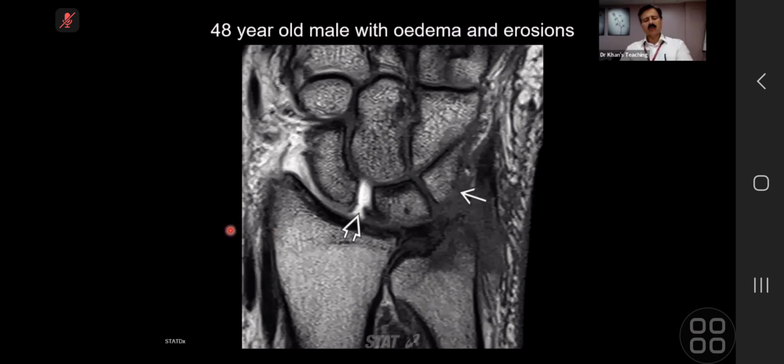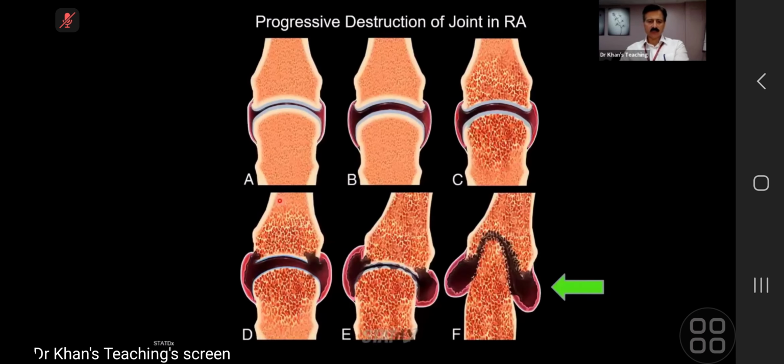On MR, I'm not expecting that anybody will show you an MR of rheumatoid arthritis, but you can make up your radiology if you know the basics. On a T1 weighted sequence, you can see erosions, and if there is edema, you will see low signal on T1 and high signal on STIR. There is a rupture of the scapholunate ligament here.